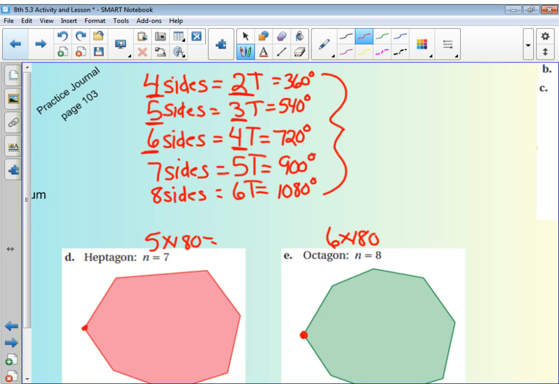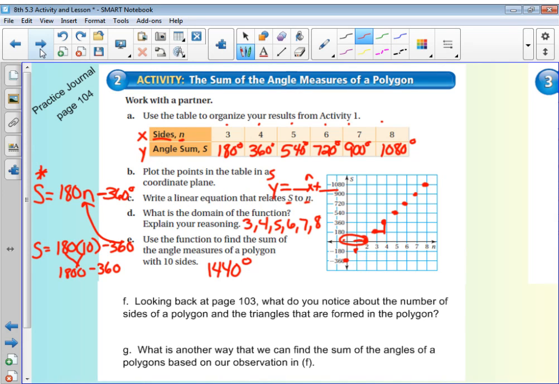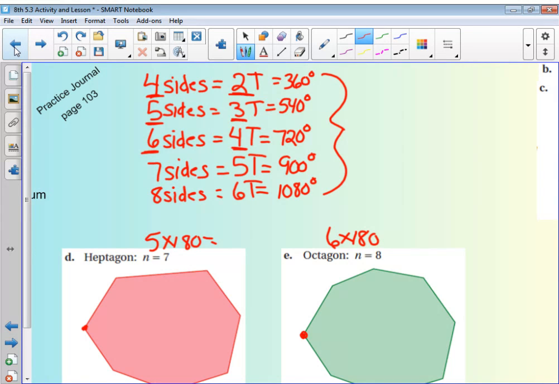It's always 2 less. So if we know the number of sides, we can find the number of triangles. So I just wrote out the number of sides minus 2. Every single time, minus 2 gave us the number of triangles. If we were to look back at that, if I did 4 minus 2, it gave me 2.